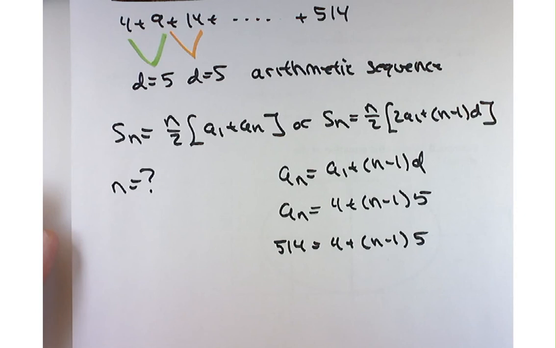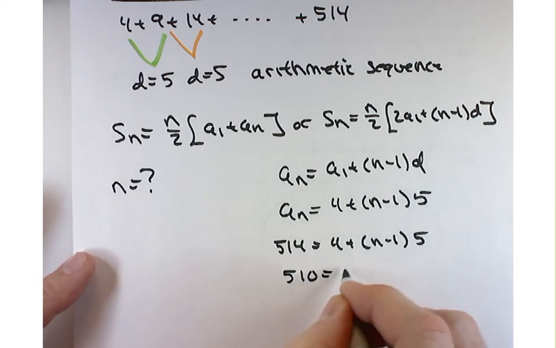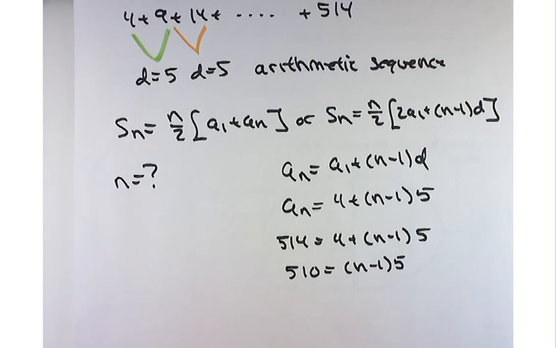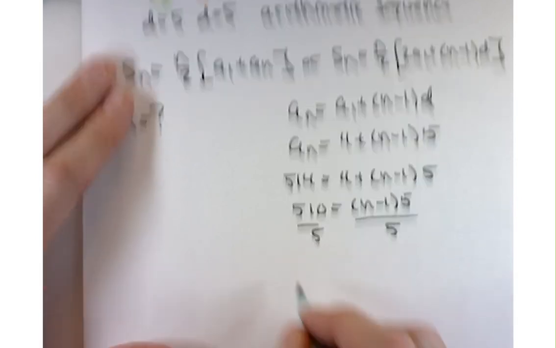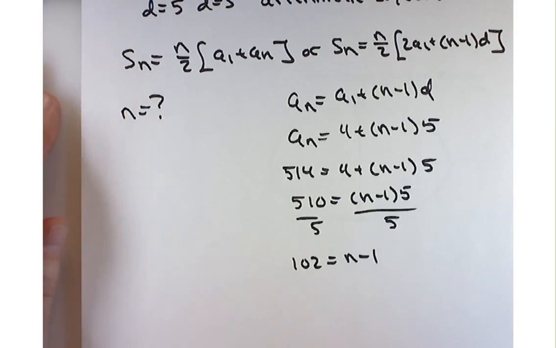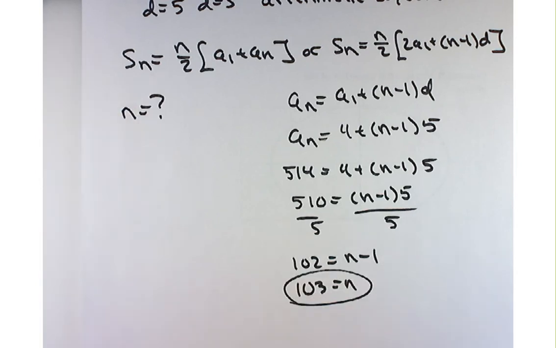Well done, sir. If you subtract 4, you get 510 equals n minus 1 times 5. And if you go on TikTok, the pro tip they'll give you is not to distribute and then add 5, etc. The pro tip would be just to divide both sides by 5 right here and get 102 equals n minus 1. And then what? Add 1. 103 equals n. So 514 is the 103rd term in this sequence.